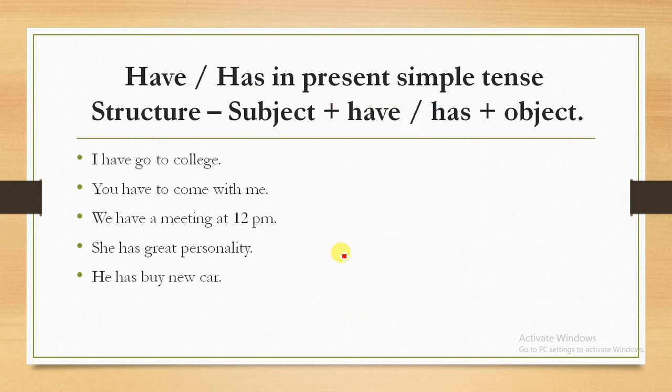Let's go through some examples. I have to go to college, you have to come with me, we have a meeting at 12 p.m. She has a great personality, he has a great personality. Here I used has because she and he come in third person, and I used have here because I is first person, you is second person, and we comes in plural. So that is why I used have here.